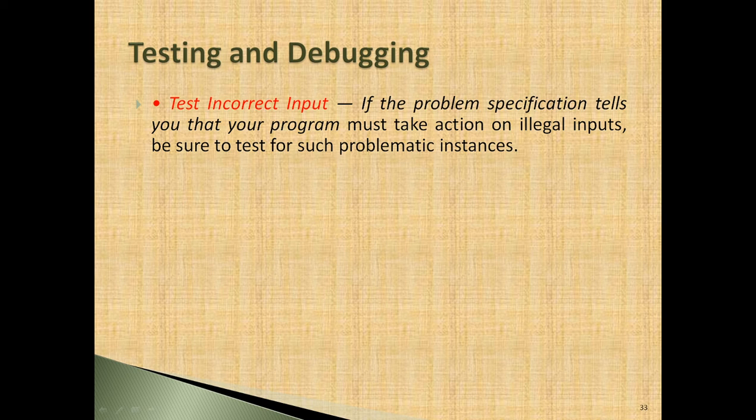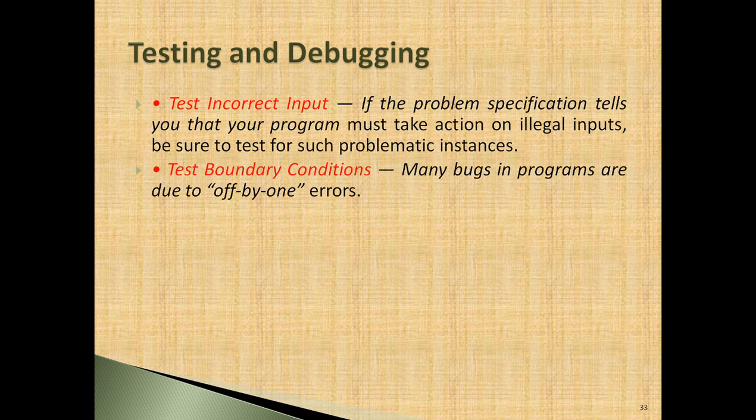One should be sure about such kinds of problems when they occur. For example, a mobile number should be stored as digits. If the user enters a character, it should show or give an error. So that is what testing incorrect input means.